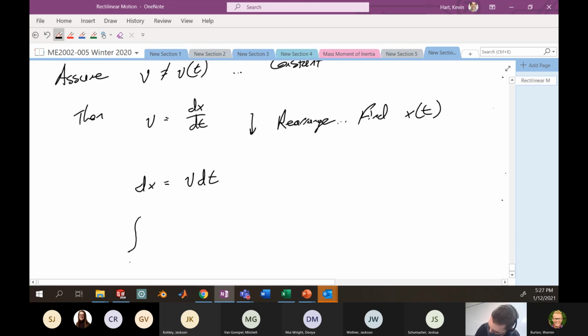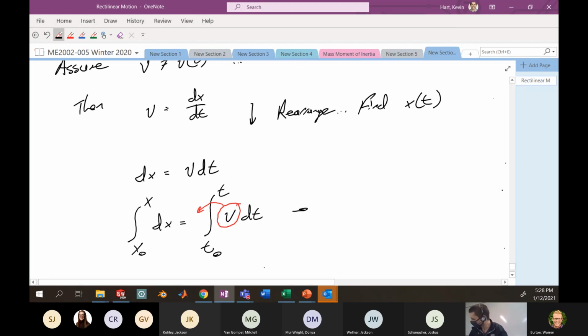Integrate some initial position to some final position, here, some initial time to some final time of your velocity dt. But here now this is a constant, right? So not a function of time. You can just pull this guy out, right?